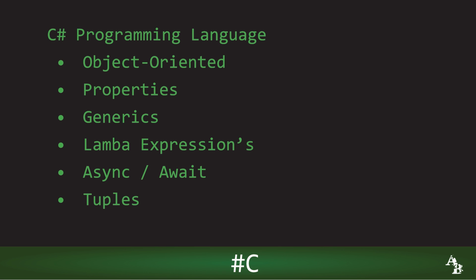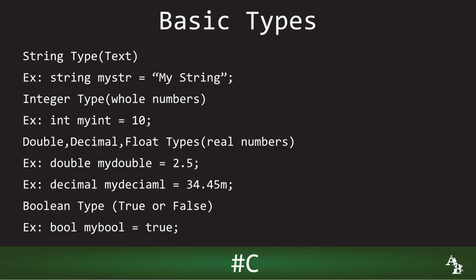So, now let's go over the basic types you'll be working with in C Sharp. Particularly in this video, some of the types at least. We've got the string type, which represents pretty much text that you want the user to see. We have the integer type, which represents a whole number.